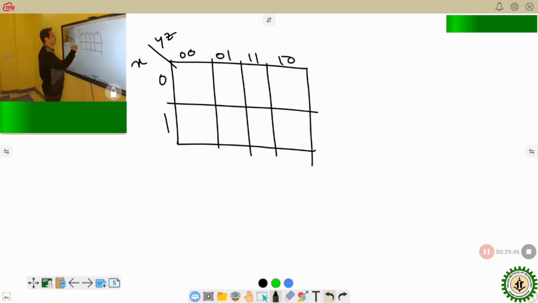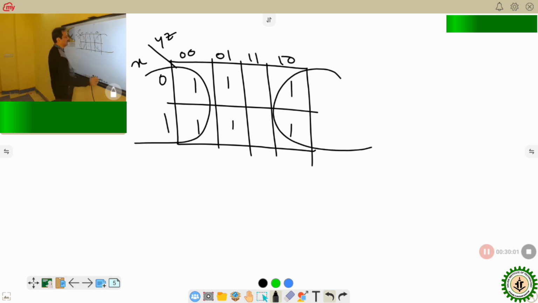If I consider this, suppose this is 1, this is 1, this is 1, this is 1, this is 1, and suppose this is 1. So what is the output? Now we can make a group from this to this. We have already discussed this in the previous one. If I fold this one, this adjacent and this adjacent will be the adjacent one.